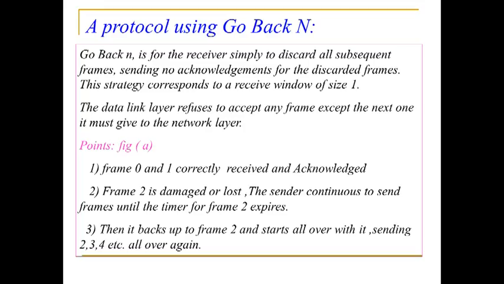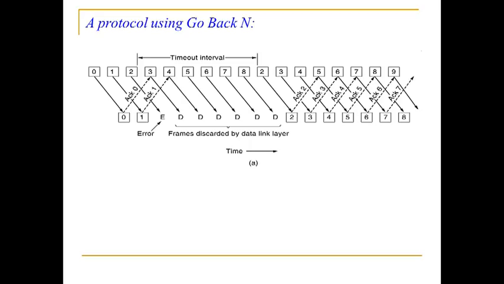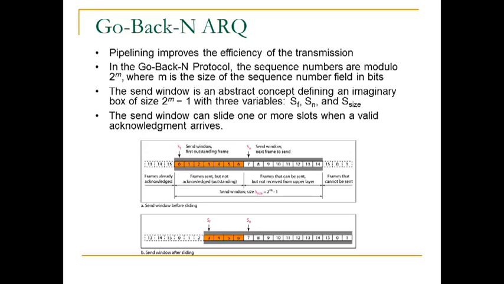Now let's have a look at go back N. In go back N, the receiver simply discards all the frames, sending no acknowledgements for discarded frames. This strategy corresponds to a receive window of size 1. Now let's have a look at the important points. Frames 0 and 1 correctly received and acknowledged. You can just go through this PPT and understand everything, so I'm going to skip it.